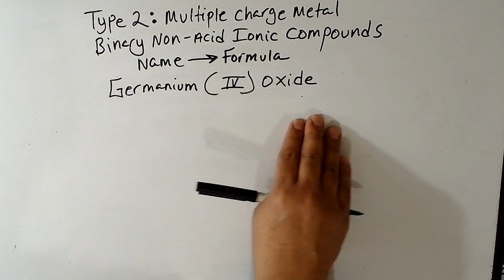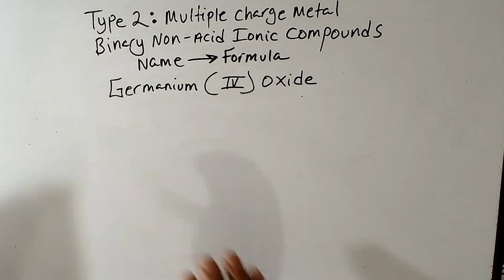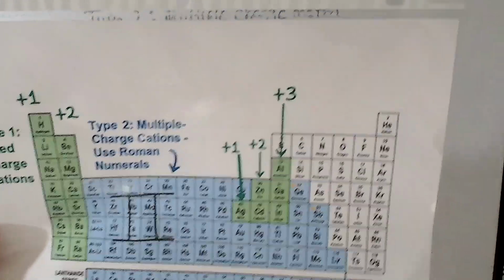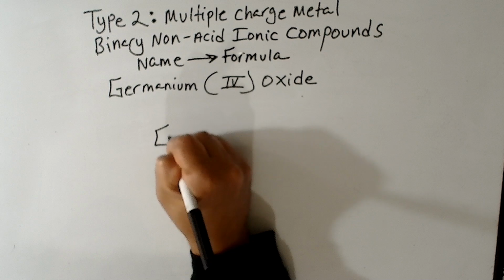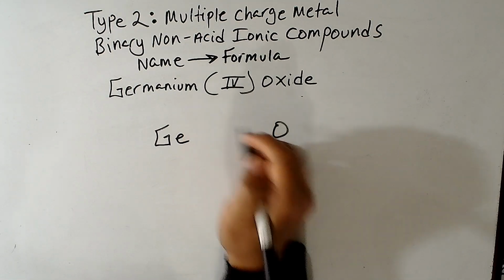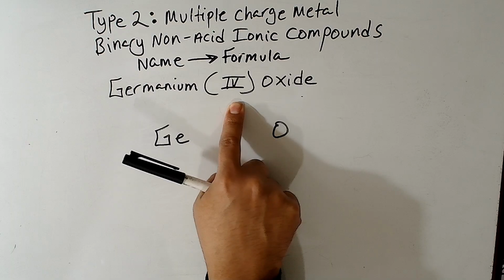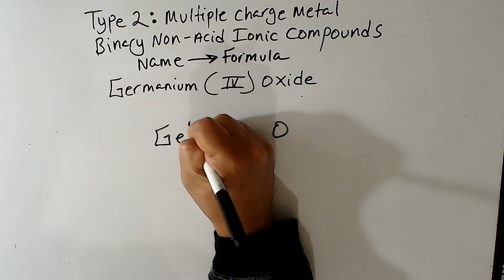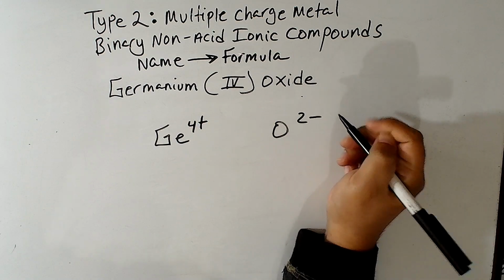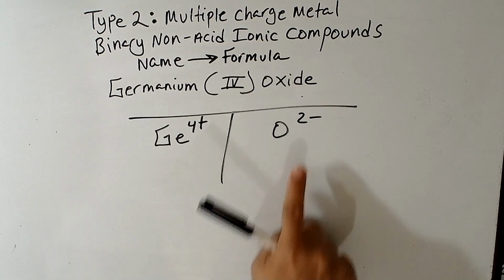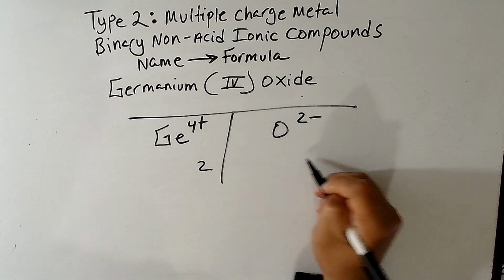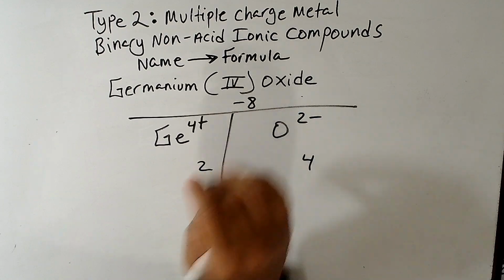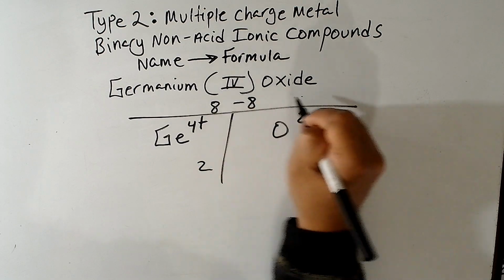This compound is also a little bit different because the cation is a metalloid, Ge, which is the other one that I told you to remember. So I'm going to write their chemical symbols and their charges. I know this number is going to be a 4 plus. Why? Because that is the Roman numeral for 4. This is going to be a 2 minus. I'm going to create my T chart. I'm going to cross multiply. 4 times -2 is -8. 2 times 4 is 8.